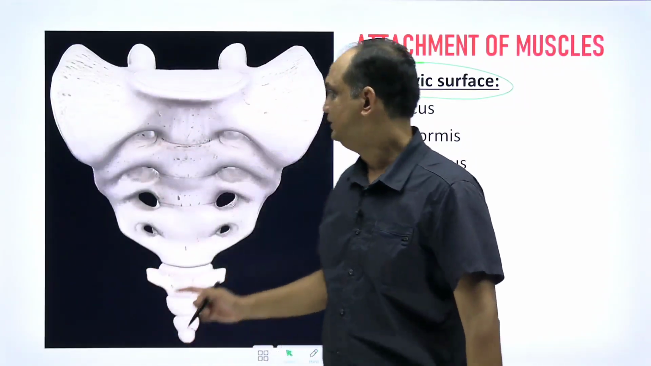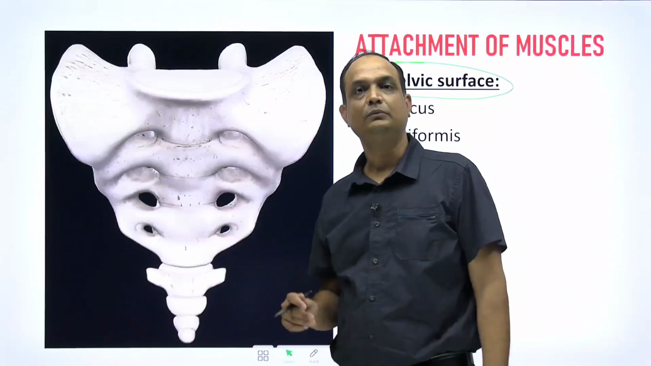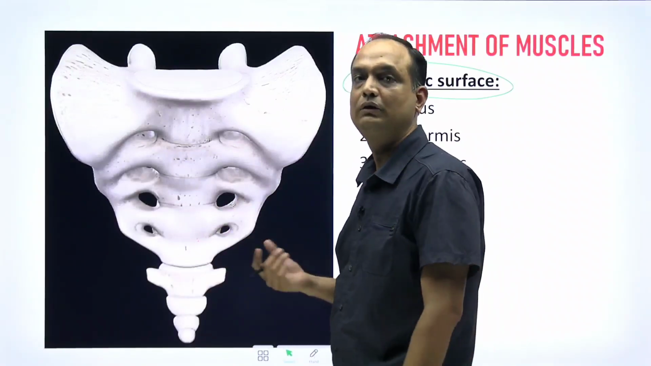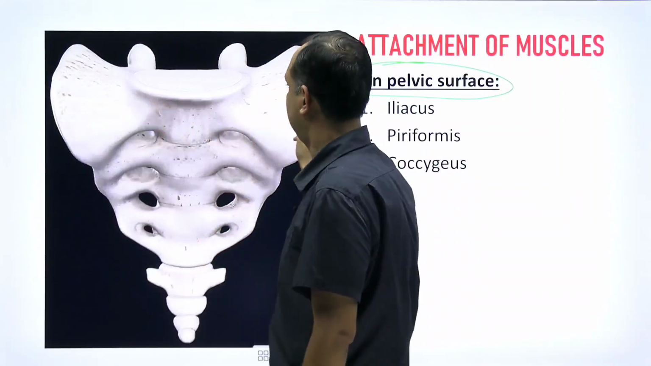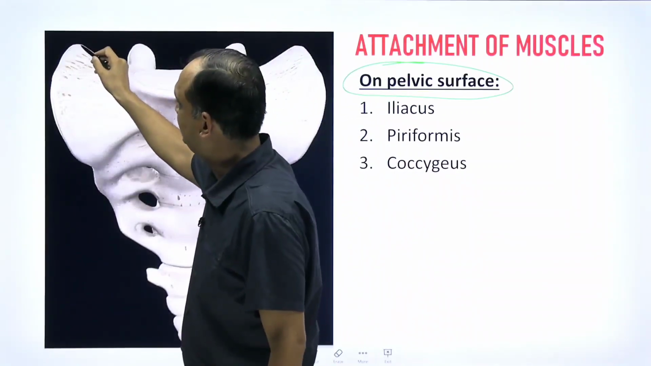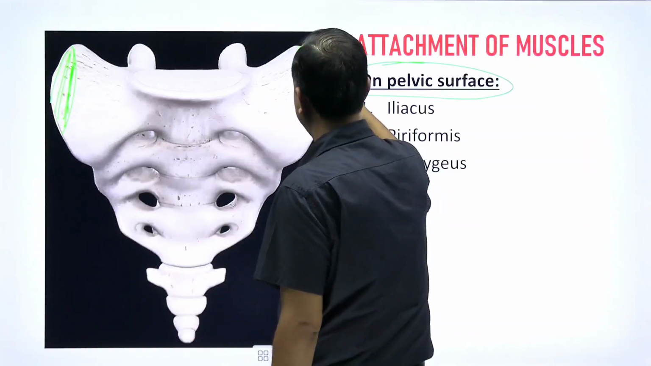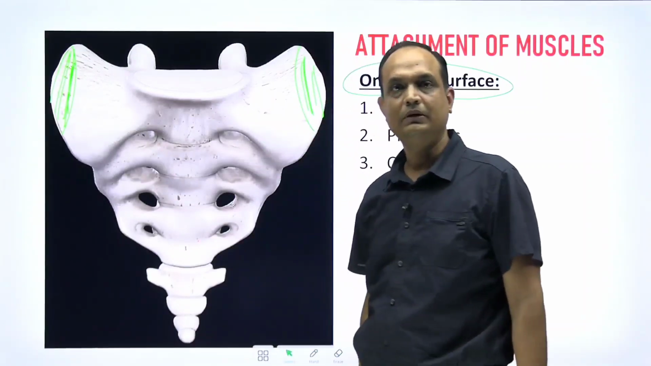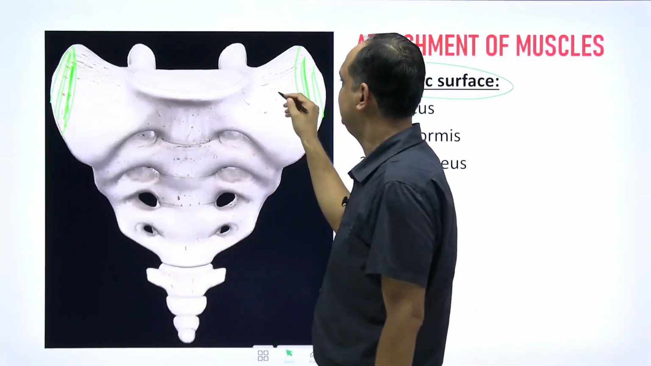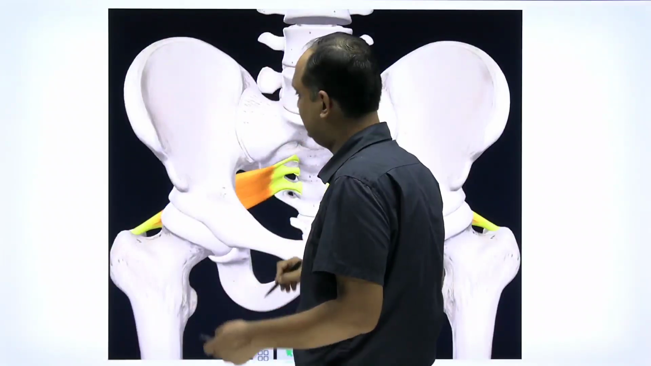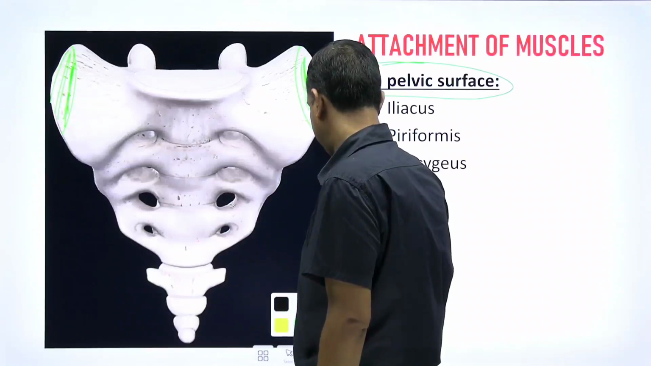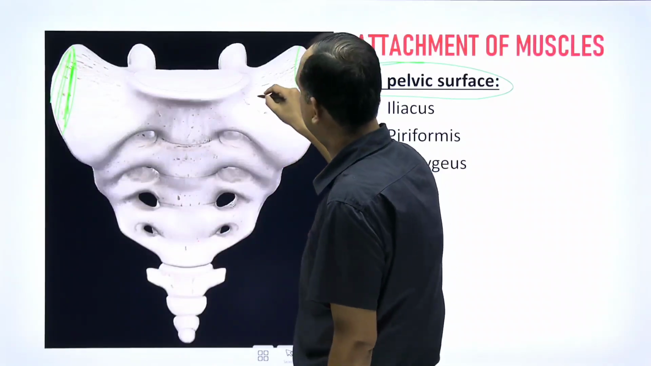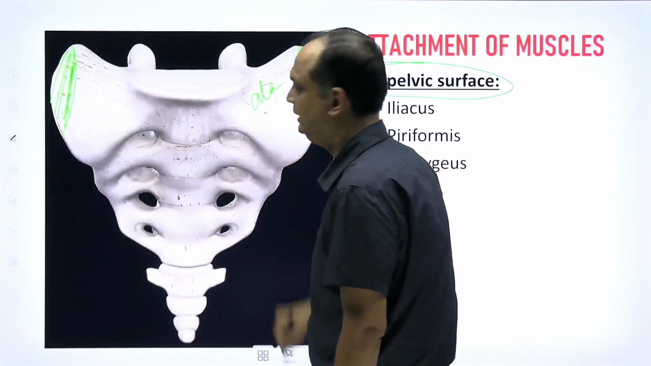Now if this is the bone given to you for the exam and you have to draw these three muscles, where do you draw? This is the ala of the sacrum. On the lateralmost part of the ala, the iliacus will come. This part is known as the ala of the sacrum, and on the ala you have the attachment of the iliacus muscle. Clear?